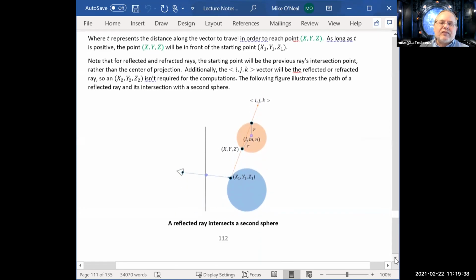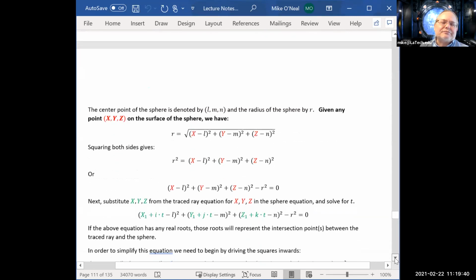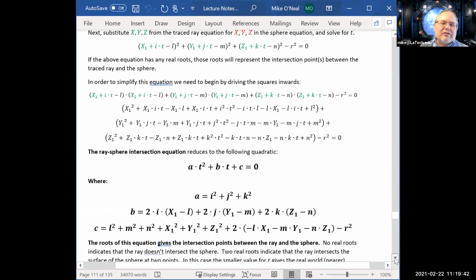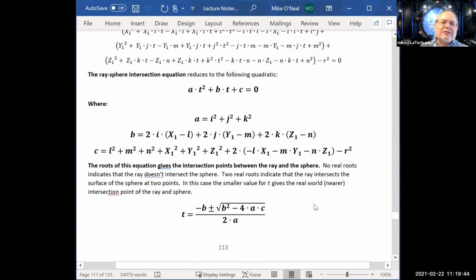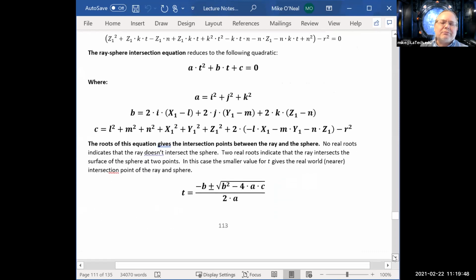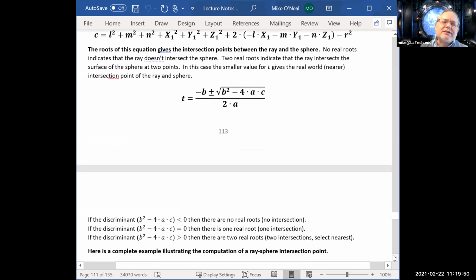So that's all of that. Once we've got our quadratic, we can then use negative b plus or minus the square root of b squared minus 4ac over 2a. That you learned back in middle school, I guess.